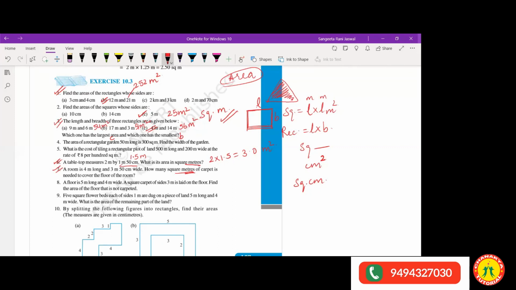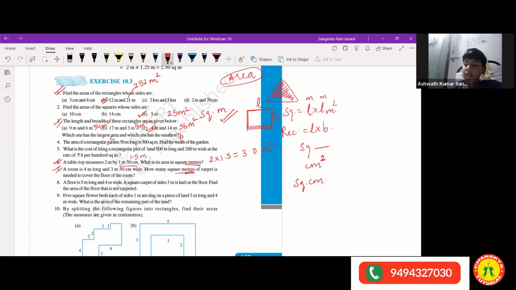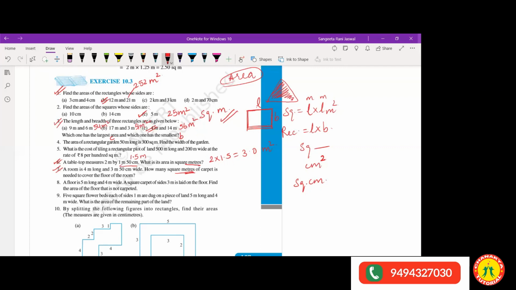Ma'am, I got 14 square meter. Okay, very nice. Good. So the breadth of the room is 3.5 meter. Okay, and length is also given. So that's 3.5 into 4, which gives you 14 meters square. Okay, let's do this one.